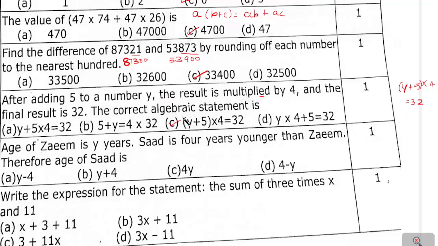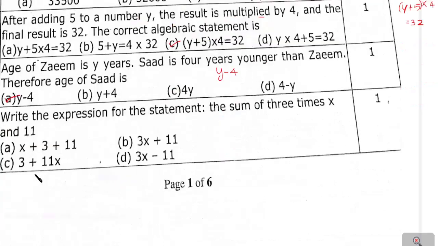The fifth question, age of Zaim is y years, Sad is 4 years younger than Zaim. Therefore, what is the age of Sad? So here we can easily solve this one. Age of Zaim is y years. So take y. Then Sad is 4 years younger than Zaim. So minus 4. That's all. y minus 4. So this is the age of Zaim and this is the age of Sad.